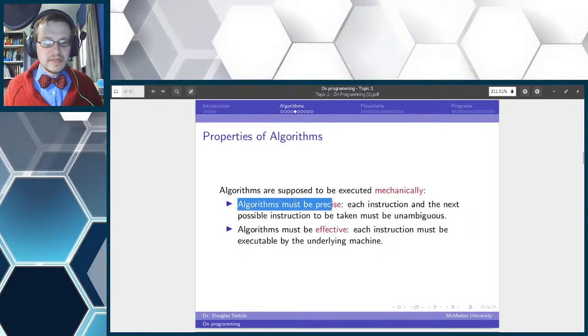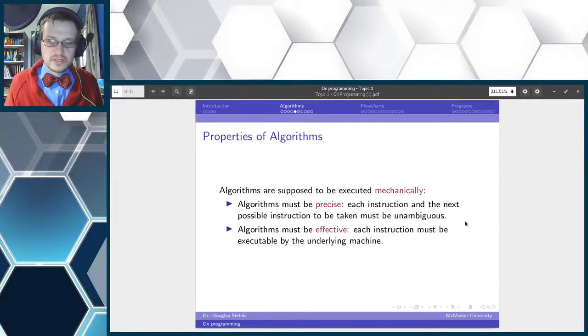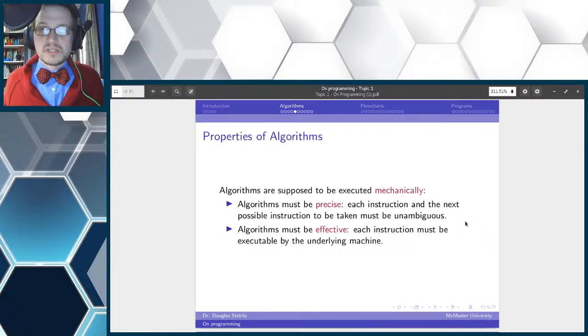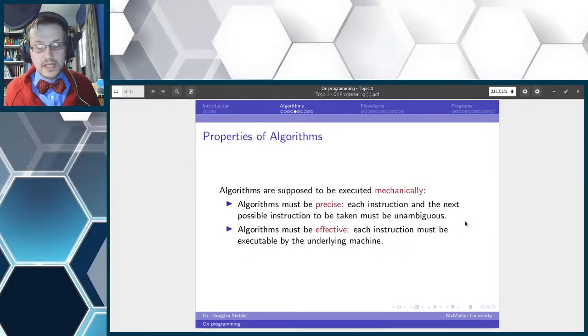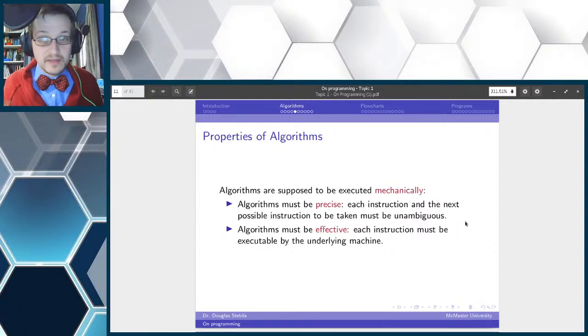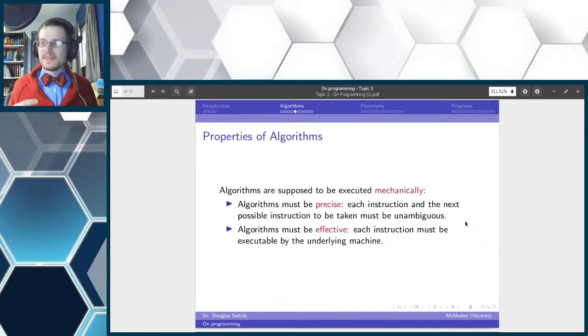An algorithm should be precise. So each instruction and the next possible instruction must be unambiguous. When you're writing an essay, what you write in your next sentence has some connection to the previous sentence, but there's also an element of creativity that enters into it, right? It's kind of up to you what you write your essay about, or the manner in which you write your essay. It requires a human being.